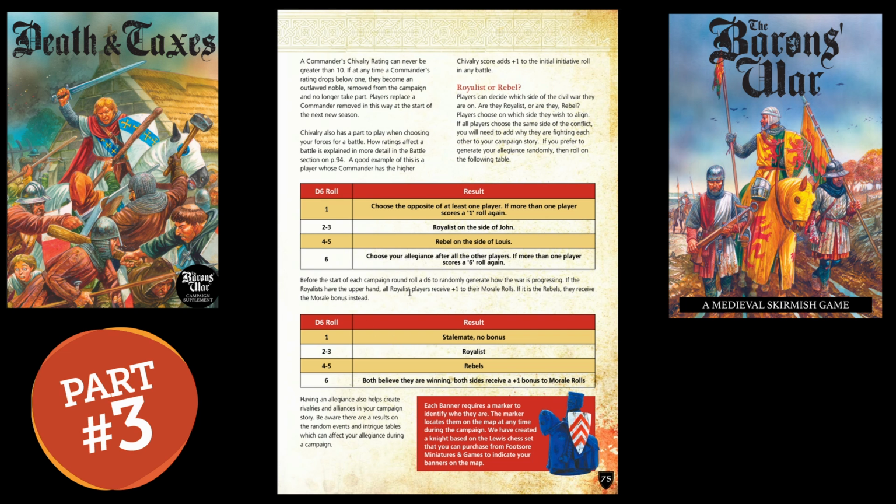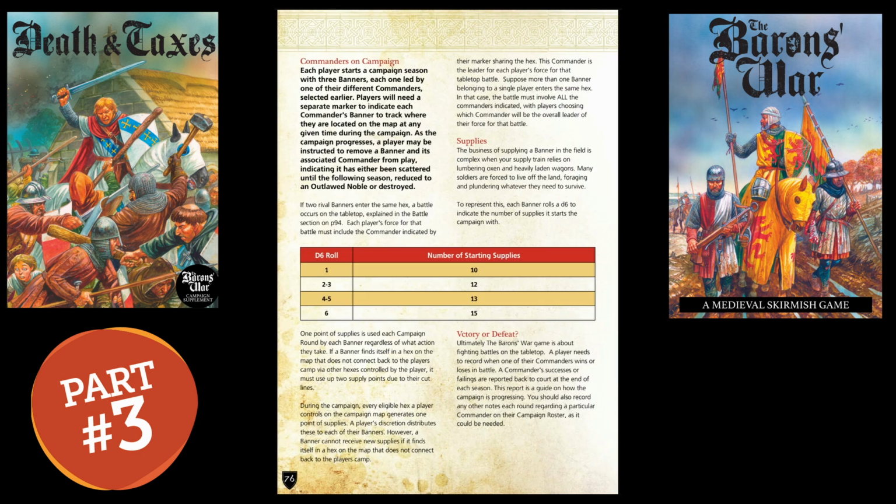Before the start of the campaign, roll a d6 randomly to generate how the war is progressing. If the royalists have the upper hand, all the royalist players receive a +1 to their morale rolls. If the rebels, they receive the morale bonus instead. So you give advantages. So if you roll a 4 or 5, the rebels. If you roll a 1, stalemate, no bonus. That's quite interesting. You get bonuses in your die rolls.